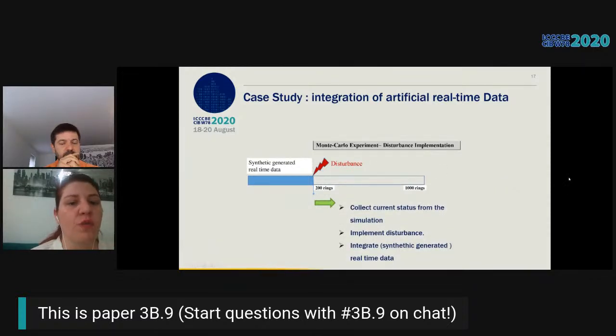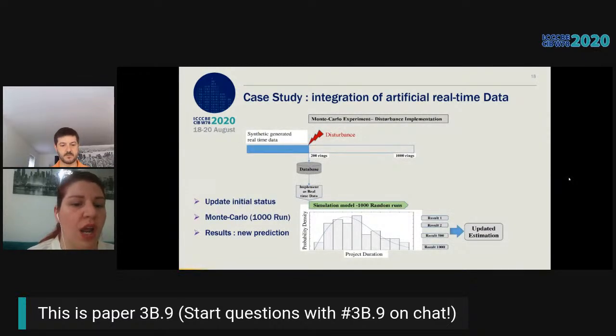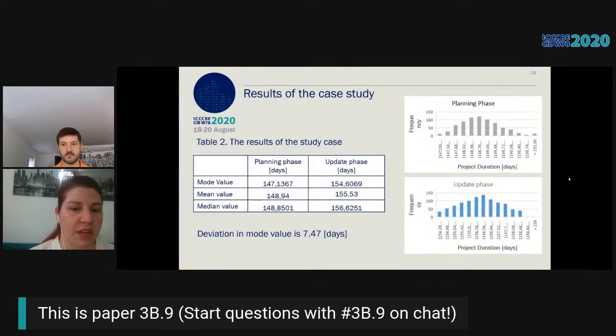After we did the validation, we conducted a case study. We used our simulation model now as a management tool. So we implement some disturbance in our model, a downtime in the cutting wheel of about 8 days. After we implement the disturbance, we have to update all the inputs accordingly. And because of the non-deterministic nature of the model, we run a Monte Carlo experiment of 1,000 runs and collect the new prediction results.